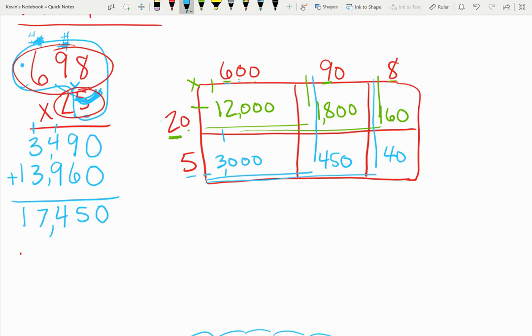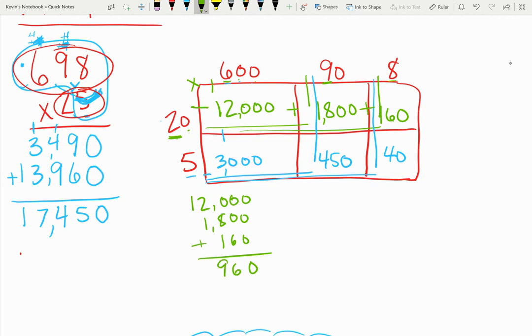Well, these are partial products, and that just means they are part of your product or part of the final or total answer. We still have a little bit of work to do, so we have to add across. So I'm just going to bring my partial products over here. I'm going to do 12,000, 1,800 and 160. I'm going to add these partial products together.